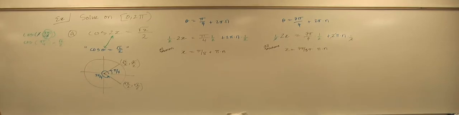But wait, you say, Josh, this is confusing. Okay, fine. Also, that's all solutions, and I only asked you to solve on 0 to 2 pi. So how can I use this to get only the solutions between 0 and 2 pi?